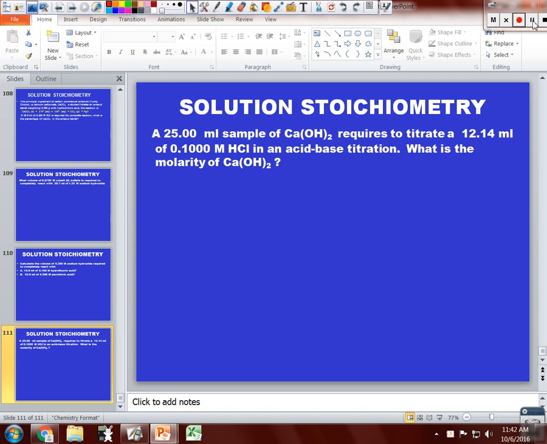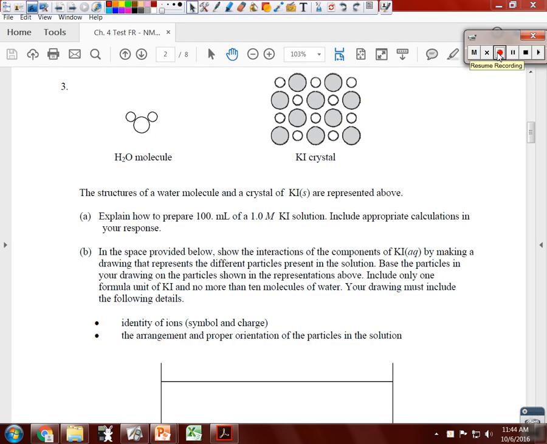All right, so let me pause this and we'll give you something else. Okay, so this is the first one I want to look at. It's got two pictures here. It says the structure of a water molecule and a crystal of KI are represented above. A. Explain how you would prepare a solution of a 1.0 molar KI solution. Include appropriate calculations in your response. My bad: 100 milliliters of a 1 molar solution of KI.